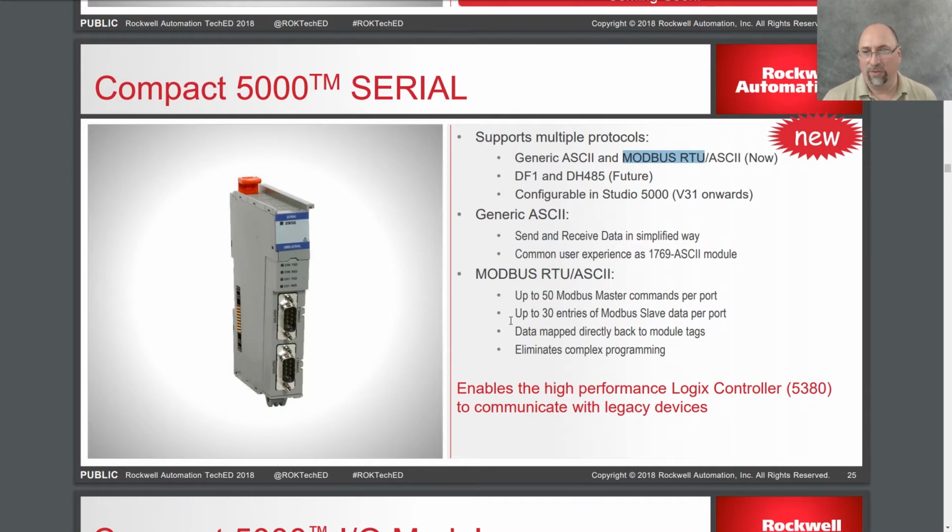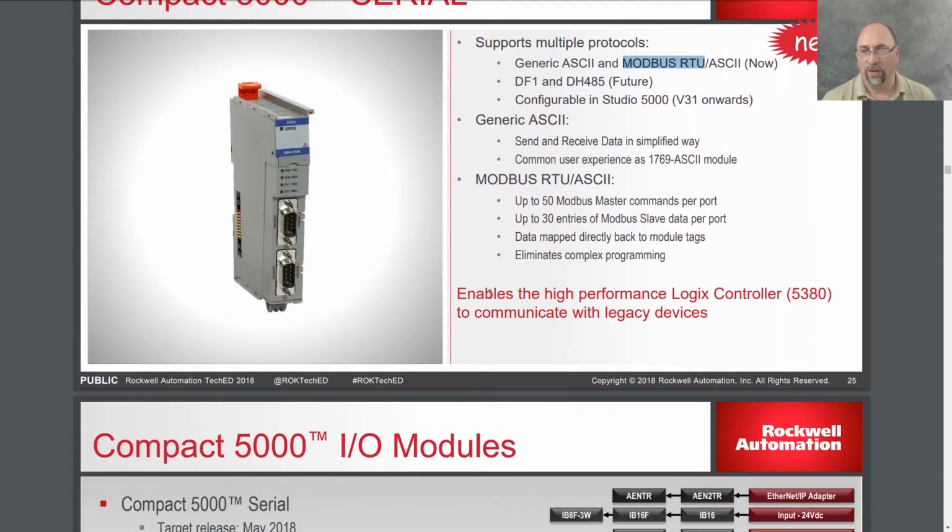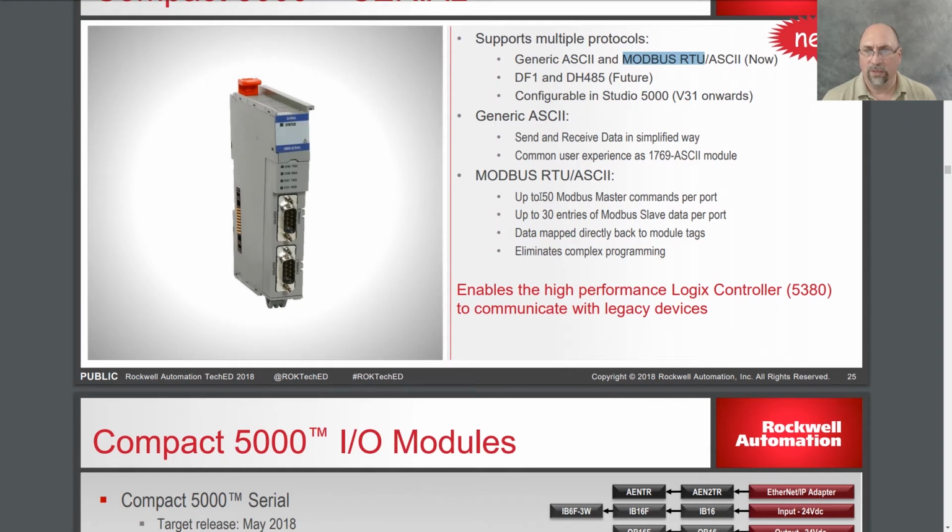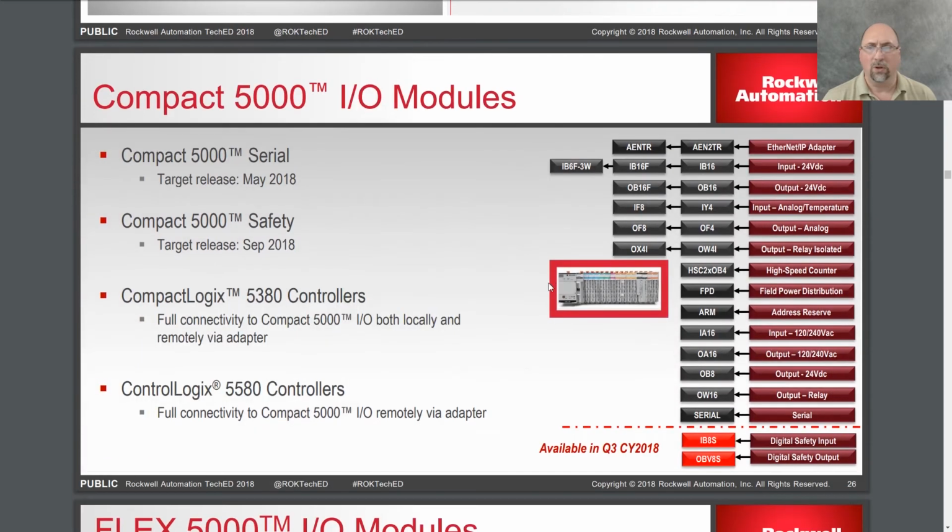So if this thing had 485 or 422 built in, like the PLC-5s did and many of Rockwell's other products did, that would be very cool, not needing that converter. So you can see here some of the limits: 50 Modbus master commands per port, 30 entries of slave data if you make a Modbus slave, etc. So let's see what else we got here.